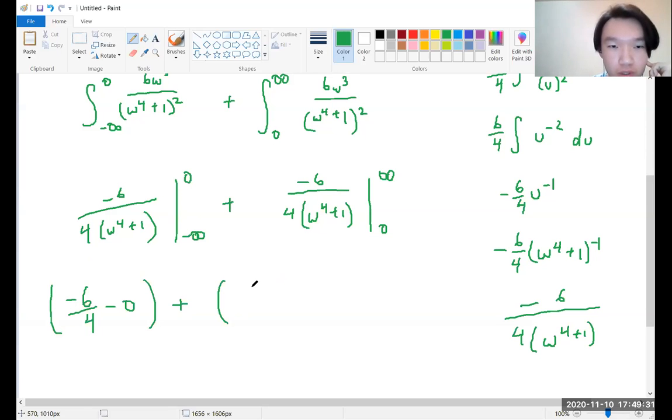So we have the top limit of infinity. We're going to plug that in. That should give you 0 again, right? Because it's to the 4th power. So that's 0. Then now we're going to do the bottom limit. So when you plug in 0, you get -6 over 4.